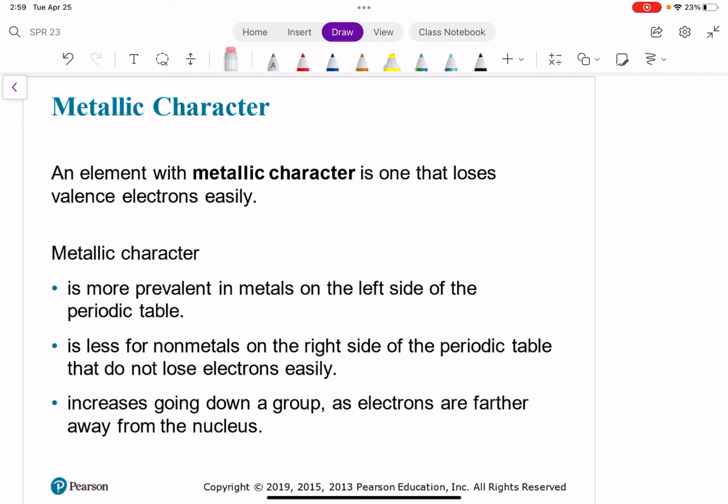And that's why, so think about the noble gases. The noble gases have a, actually, I don't want to get into that yet either. Sorry. I'm getting ahead of myself because I get so excited. Okay. So for now, let me just read this last one. So metallic character increases going down a group as electrons are farther away from the nucleus. So let's read that again. Metallic character increases going down a group as electrons are farther away from the nucleus.